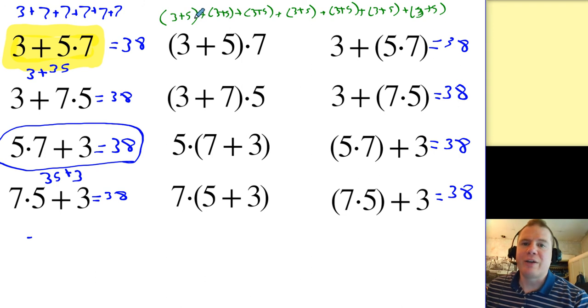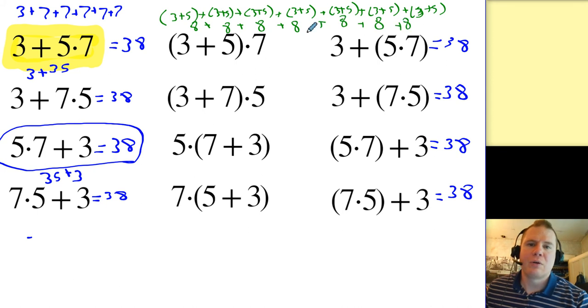Well, 3 plus 5 is 8, so instead of adding up 7 3s and adding up 7 5s, I might as well just add up 7 8s. 5 plus 3 is 8. 8 times 7, not 48. That's 8 times 6. 8 times 7, 56.